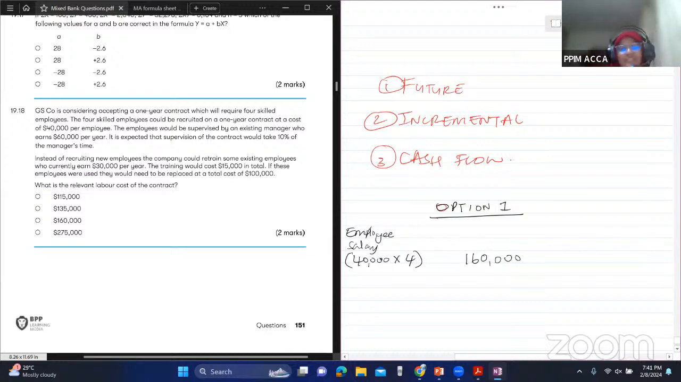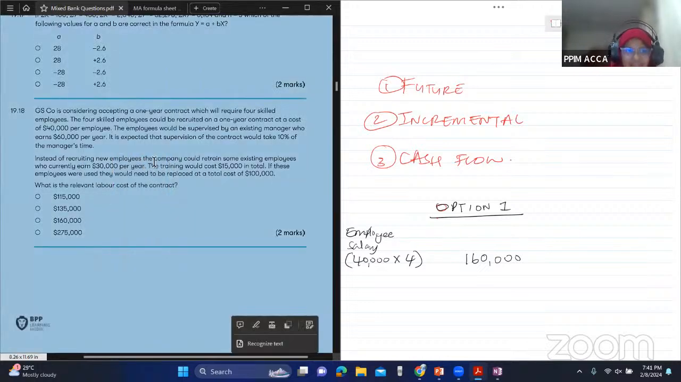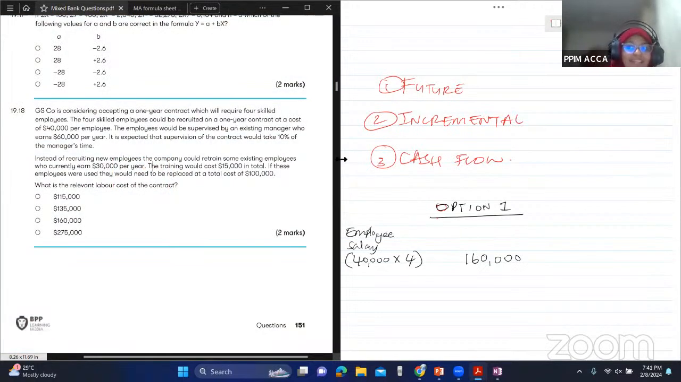It's relevant. Why? Because it's a future cost. You have to incur it, incremental. Today, you're not paying anybody this 40,000 into 4. Only if you accept the contract, you will have to incur this cost. It's obviously a cash flow. Then, that is the first option that you have. You have to incur 160,000. So now this supervisor's salary of 60,000, you can't include it here. Although the supervisor will actually spend some time, it is not incremental. So it can't be considered a relevant cost. So this is option 1.